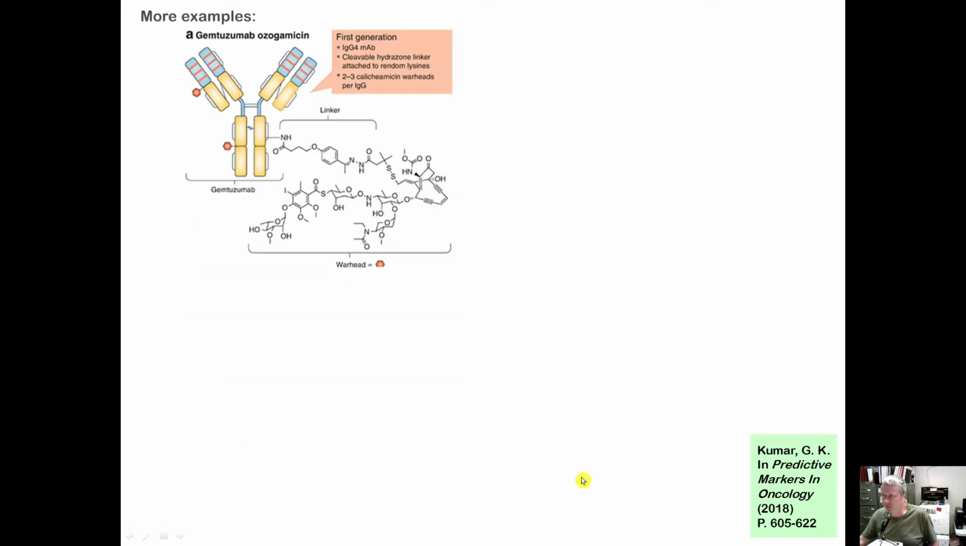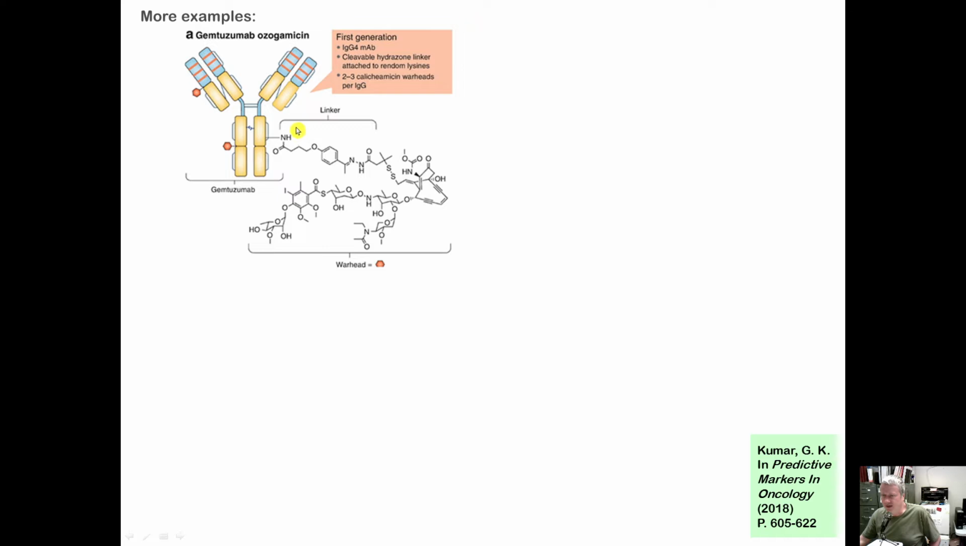Okay, here's some more examples. Here's a cool paper. Actually, it's a book, and I think I have a copy of this somewhere. Predictive markers in oncology. So this shows a couple more examples. This one is called gemtuzumab ozogamicin. They have fun names. This is what we call a first generation, earlier antibody-drug conjugate. So it's got the antibody, this crazy thing up top. It's a protein.